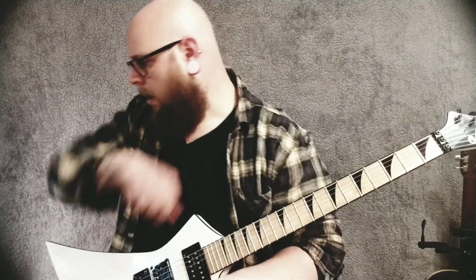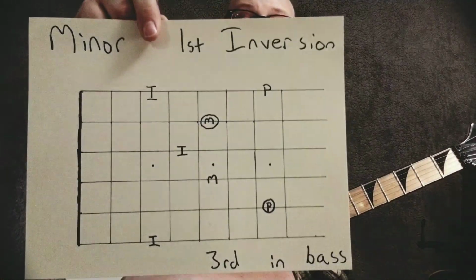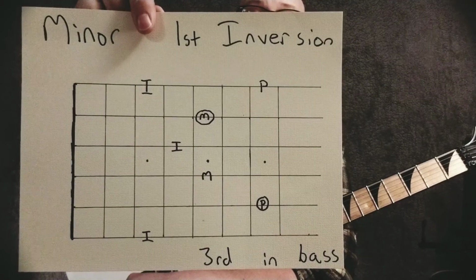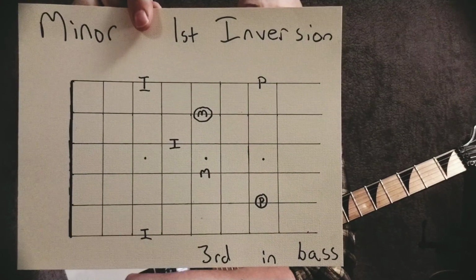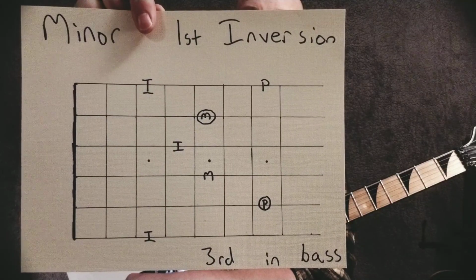All that time, I never changed the shapes. The identical shape, same spacing, different spots. Okay, now shape 2. Minor in the first inversion. Again, the third is the lowest note you're going to play.